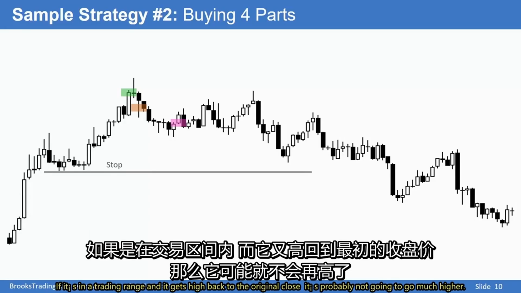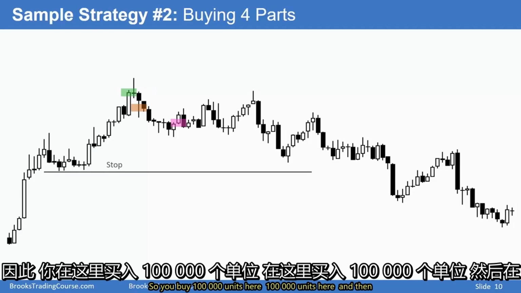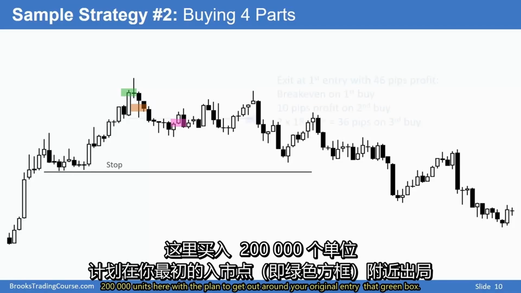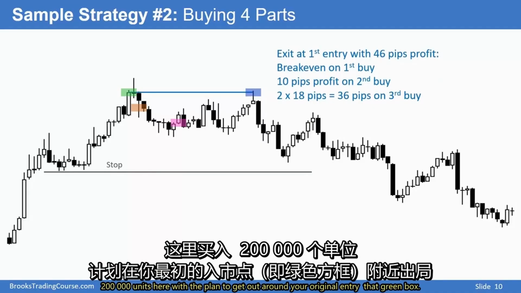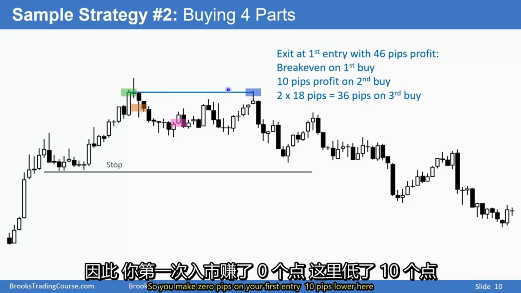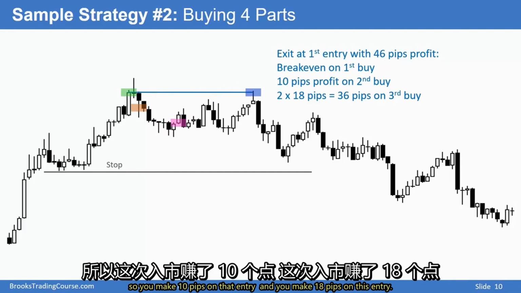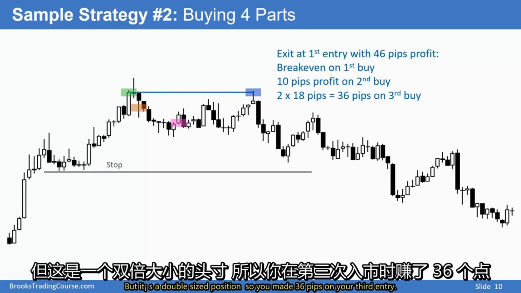If it's in a trading range and it gets back to the original close, it's probably not going to go much higher. So you buy 100,000 units here, 100,000 units here, and then 200,000 units here with the plan to get out around your original entry, that green box. So you make 0 pips on your first entry, 10 pips lower here, so you make 10 pips on that entry, and you make 18 pips on this entry, but it's a double-sized position. So you made 36 pips on your third entry.